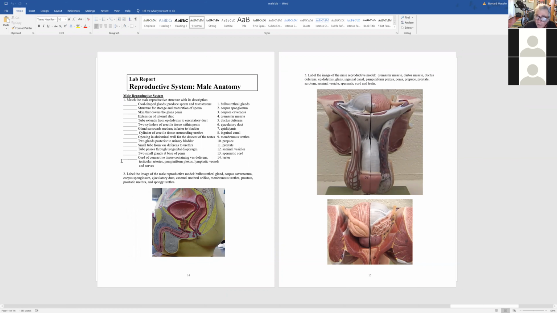Dr. Murphy, do you mind just going down that list again and just giving us the numbers so I make sure I matched them right?